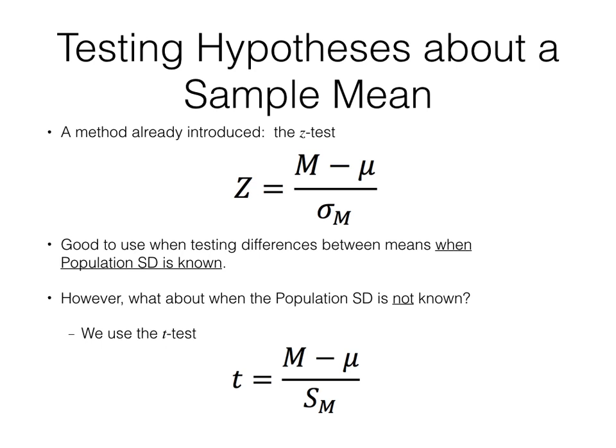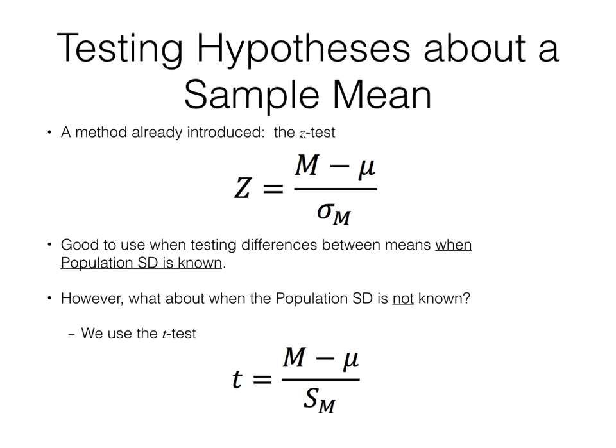And you can see the formula there where we computed a z by taking the sample mean and then subtracting the population mean defined by the null hypothesis, and then dividing it by the standard error of the mean. Whatever that z-score was, we compare that to a critical value to decide whether or not to reject the null hypothesis. And as it says here, this is good to use when we're testing differences between means when the population standard deviation is known.